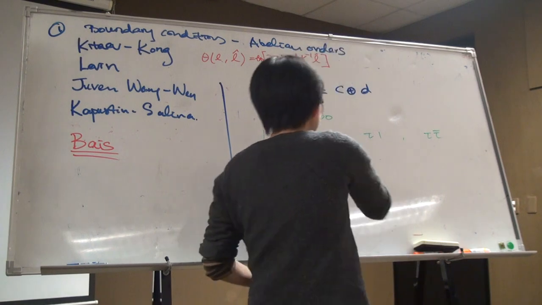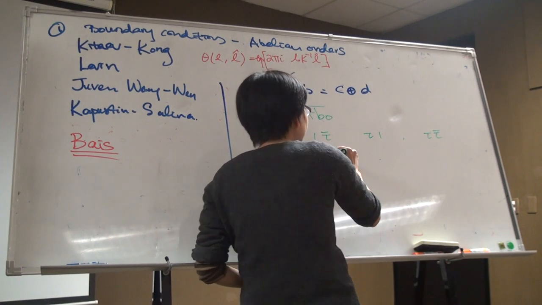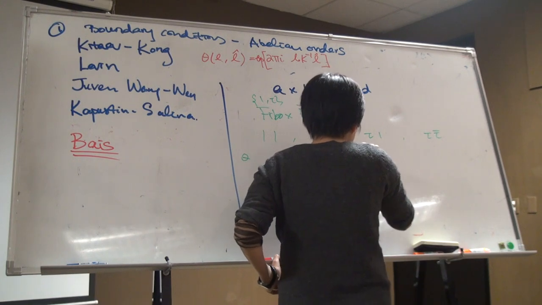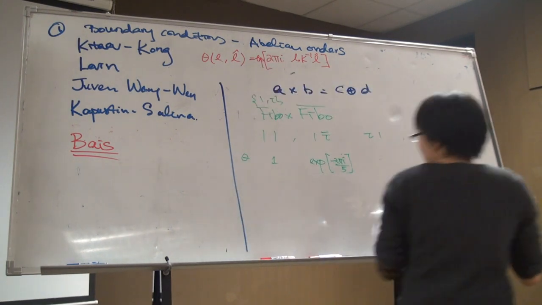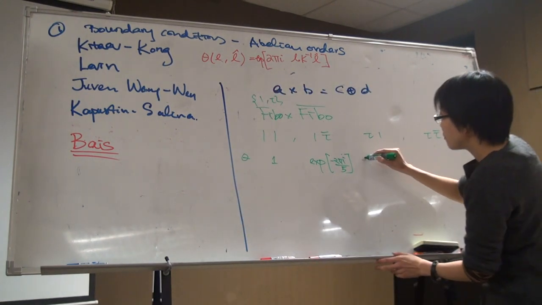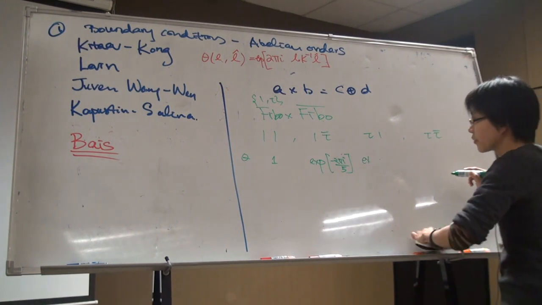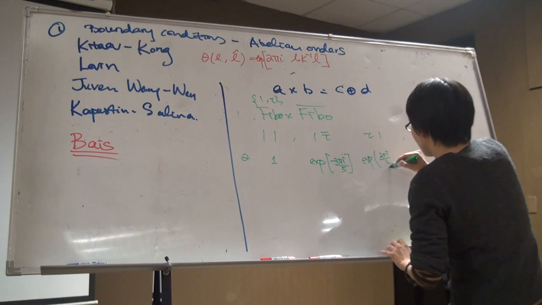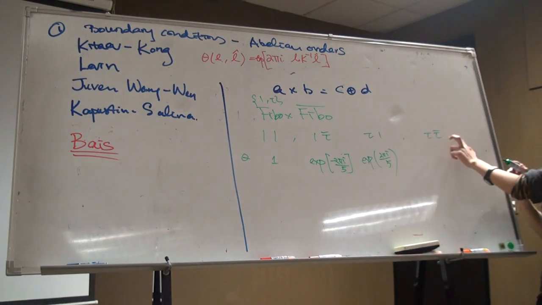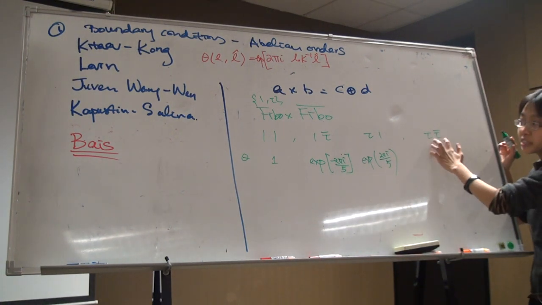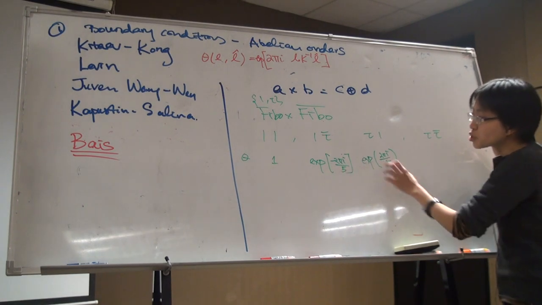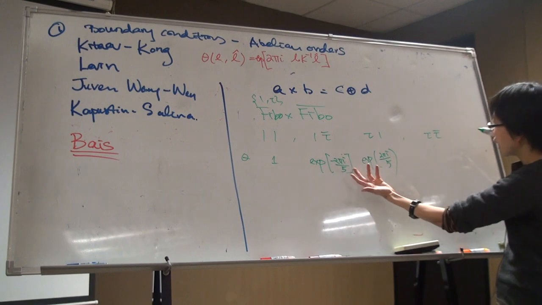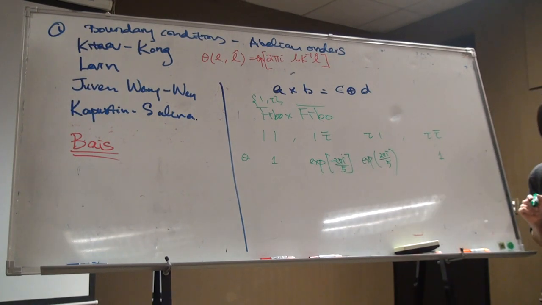For 1 tau bar, it is a non-trivial complex number. And for tau 1, it is the complex conjugate of this non-trivial complex number. And for tau-tau bar, the statistics is just the product of these two non-trivial complex numbers, because they are complex conjugates of each other, so it's again 1.